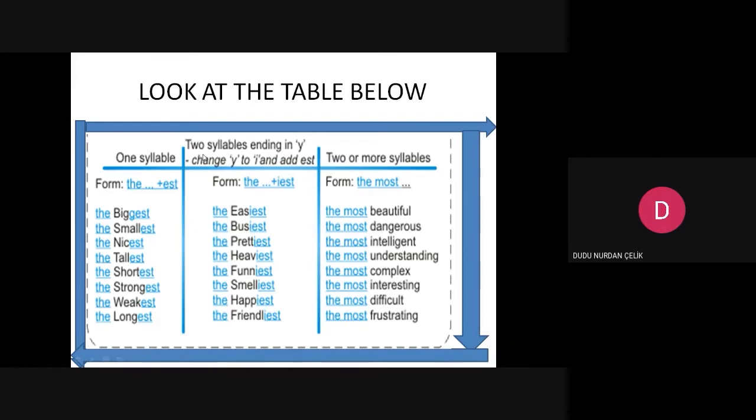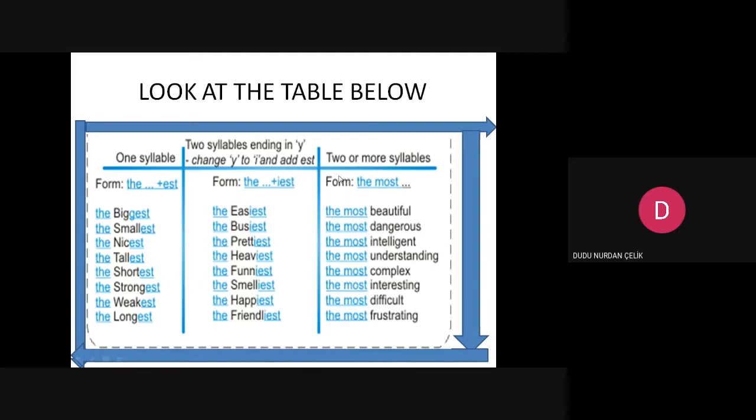When we are talking about two syllables ending with Y, look, we change Y to I and add est. Easy. Our adjective is easy. When we change it in the superlative form, we say the easiest. Y changed into I. The busiest, the prettiest, the heaviest, the funniest, the smelliest, the happiest, the friendliest.